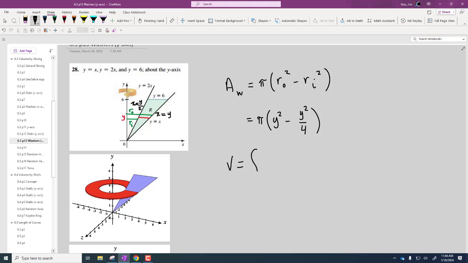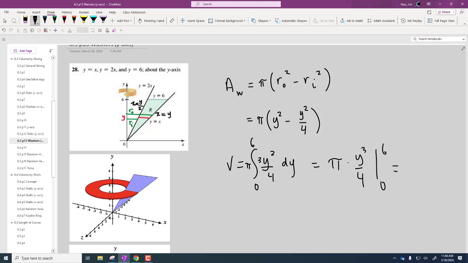So our volume will be the integral. They give us the integration limits 0 and 6. We can put the pi out in front. Y squared minus y squared over 4. That's easy, right? That's 3y squared over 4. And then we just integrate that. So we're going to have pi out in front. That's going to be y cubed over 3. The 3s cancel, so we get y cubed over 4 from 0 to 6.